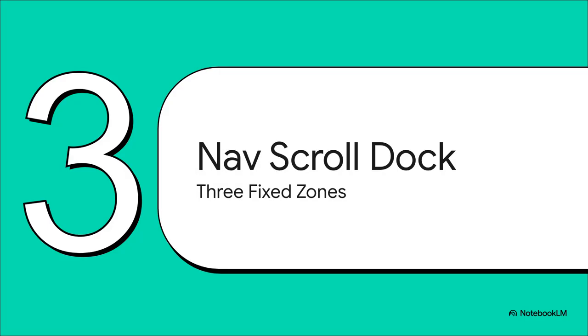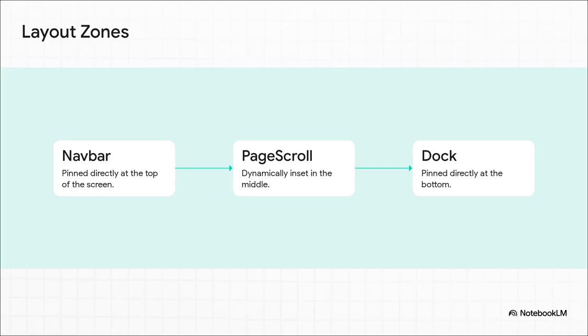Moving right along to section 3, the Nav Scroll Dock layout and its 3 fixed zones. This layout pattern brilliantly divides your full screen up into 3 distinct zones. Step 1 is your pinned nav bar right up at the top. Step 3 is your pinned dock at the very bottom. Now, both of these are anchored directly to the main root canvas, meaning they are completely fixed. They are never going to scroll.